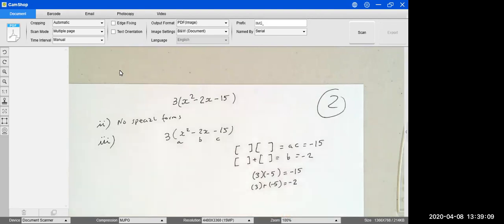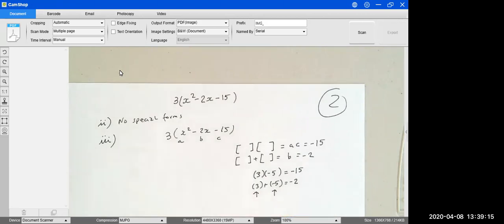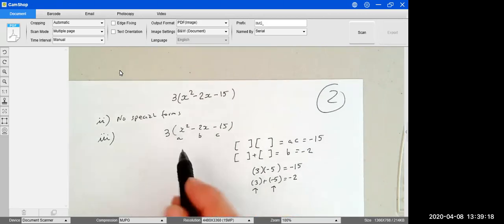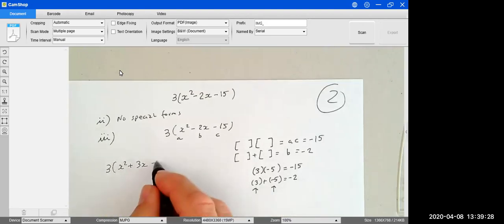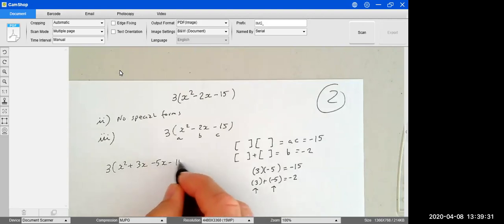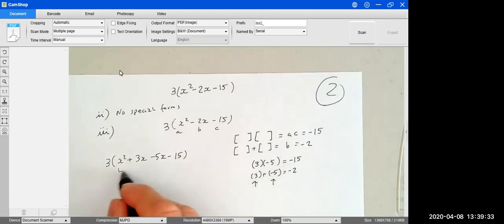This is what I'm looking for. So 3 minus 5 is negative 2, so these are my numbers. So you can just break the middle term here. So if you break the middle term, you're going to end up with x squared plus 3x minus 5x minus 15. Then you do factoring by grouping.